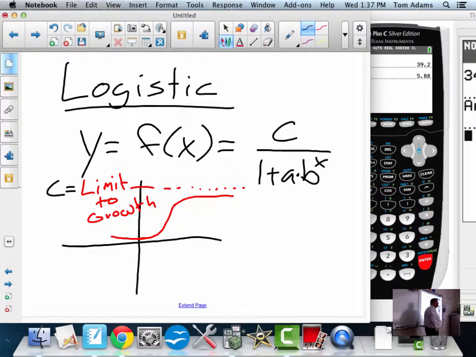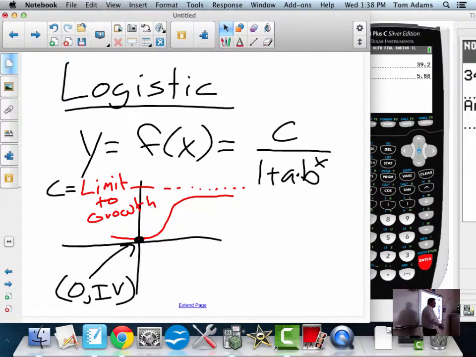Okay? And that's pretty much it. And then the other thing is, this right here, whatever x is, x equals 0, that's our starting point, the initial value. And so Mr. Adams, I'm supposed to write out the whole word initial value, but I'm just going to put IV. Okay? So the initial value occurs when time is at 0.